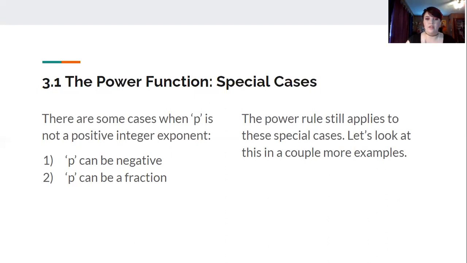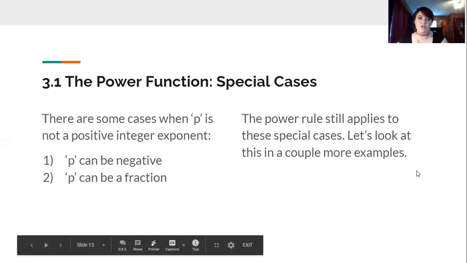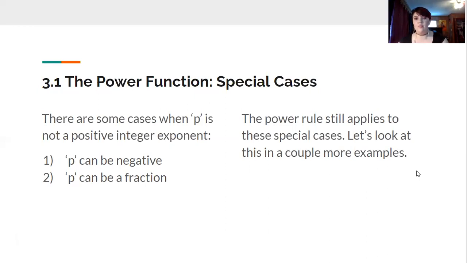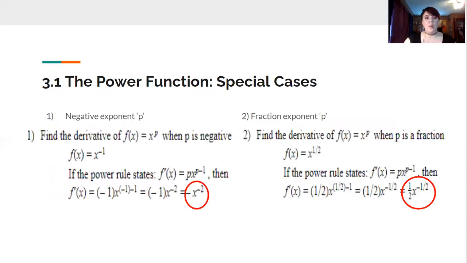We learned that in our algebra classes and our pre-calc class, but if you're still struggling with fractional exponents or even negative exponents, I highly suggest using Khan Academy or some other sources to practice that, because they can be tricky to learn, but very easy to identify once you have learned them. So we're going to look at a couple examples of where p is negative and where p is a fraction.